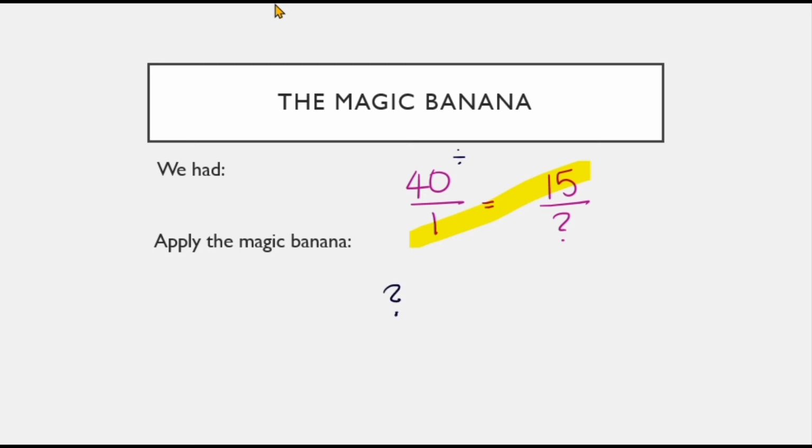Find the diagonal numbers, and it doesn't have to always be here. This question mark could be in any of these four positions, and this will work every time. So we do 15 times 1 divided by 40, and that will give you the missing quantity, which I believe in this case would be 0.375 liters of oil. How can I test if I'm right? Divide 40 by 1, that's 40. Divide 15 by 0.375. It should also equal 40.